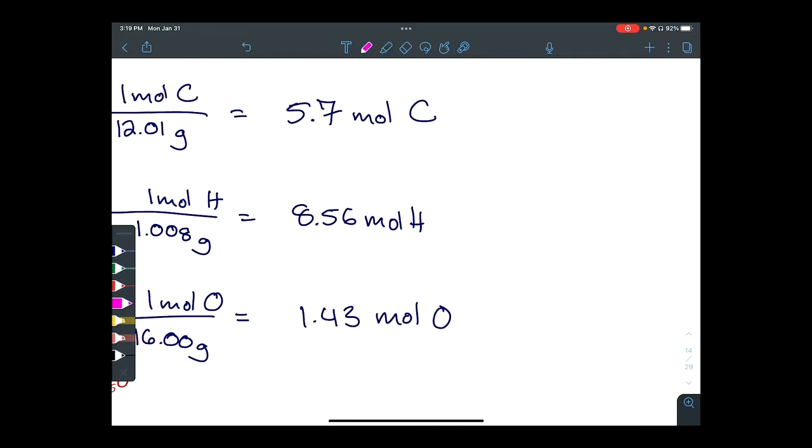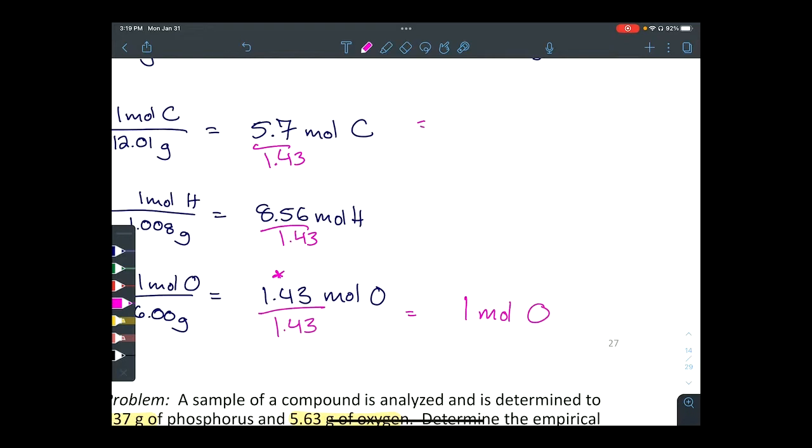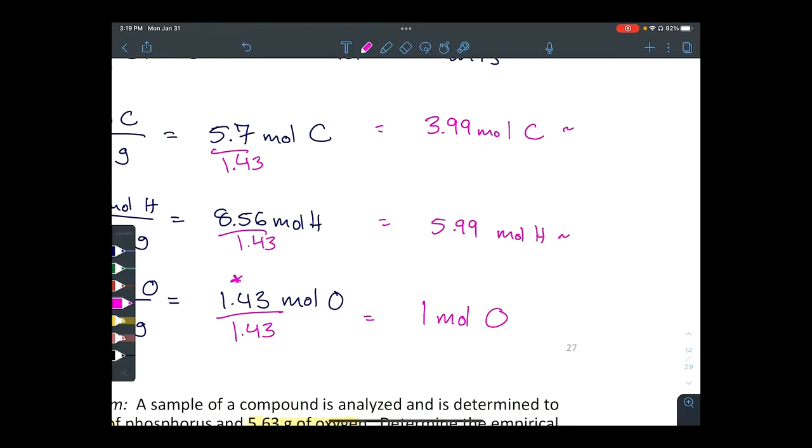1.43. And so the trick here is you divide all the numbers by 1.43. What this does is ensures at least one of the numbers is an integer, right? So the moles of oxygen becomes an integer because we're dividing that number by itself, 1 mole of oxygen. And so when you do this, you get something like 3.99 moles of carbon when I divide by 1.43, and then 5.99 moles of hydrogen. And so those two numbers basically round up to 4 and 5, or sorry, 4 and 6.